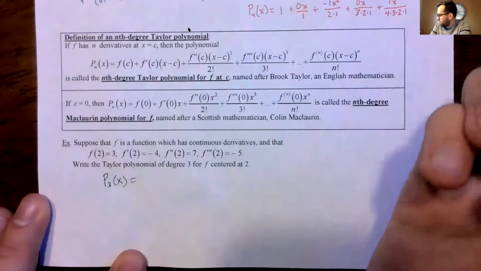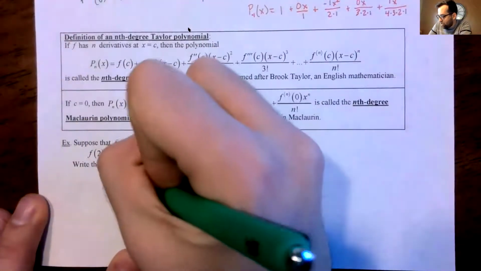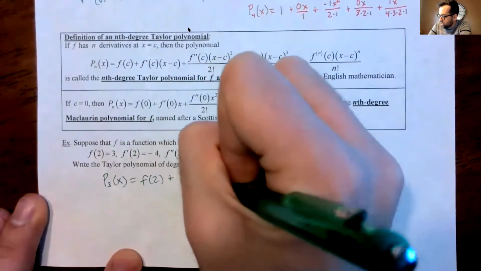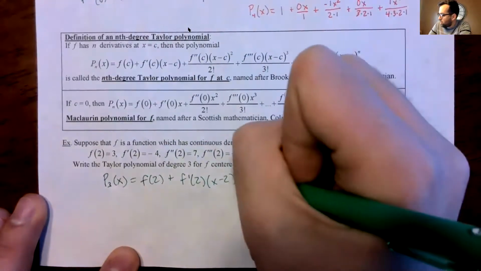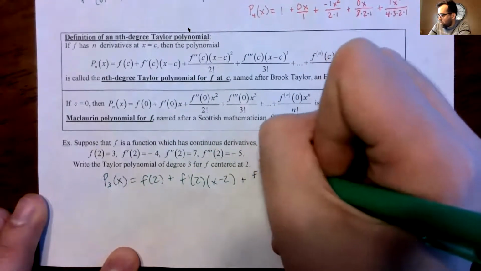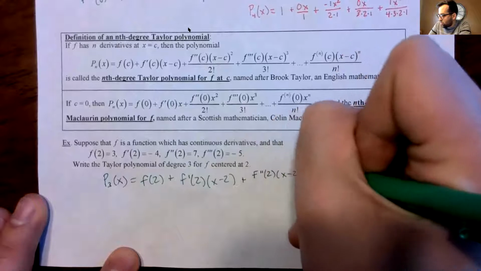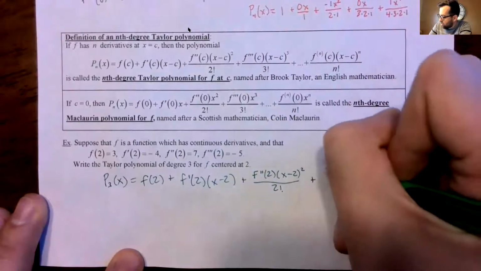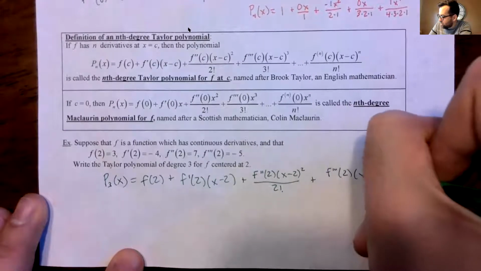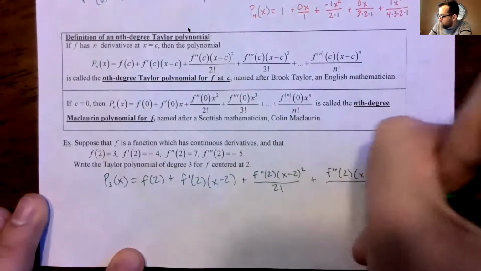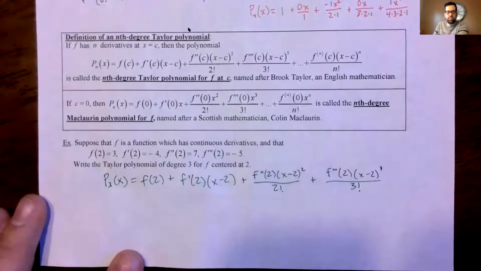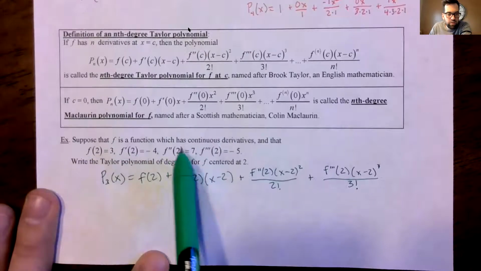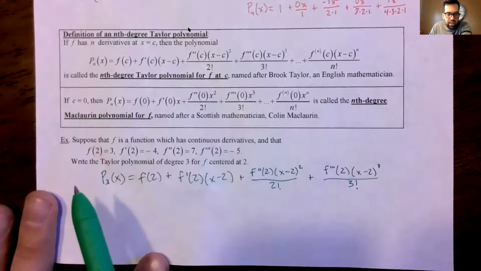And so what we're interested in is f of 2 plus f prime of 2 times x minus 2 plus f double prime of 2 times x minus 2 squared over 2 factorial plus f triple prime of 2 times x minus 2 cubed over 3 factorial. And we don't know much about this function, but we know its position and first three derivatives when x equals 2. And that's all we need.